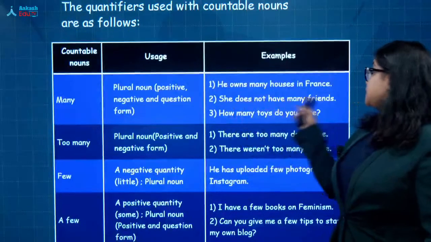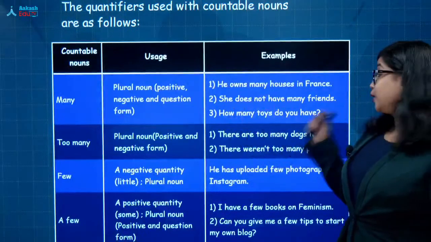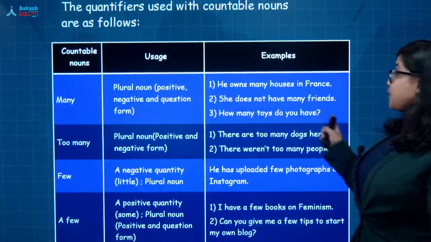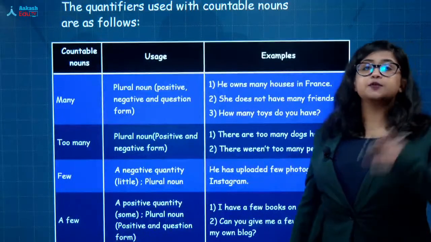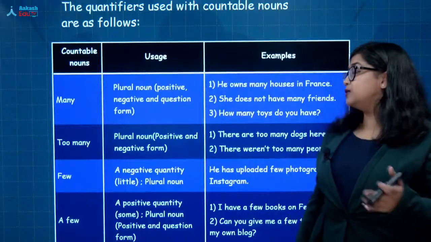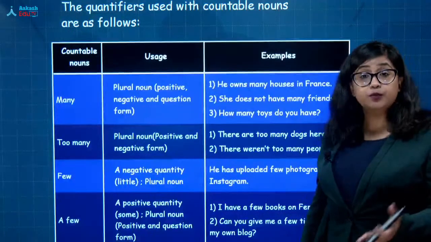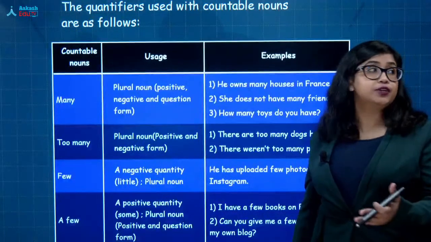In positive form, you can see, he owns many houses in France. Negative form, she does not have many friends. And question form, how many toys do you have? So many is used with countable nouns, with plural nouns, and it is used in all three forms.